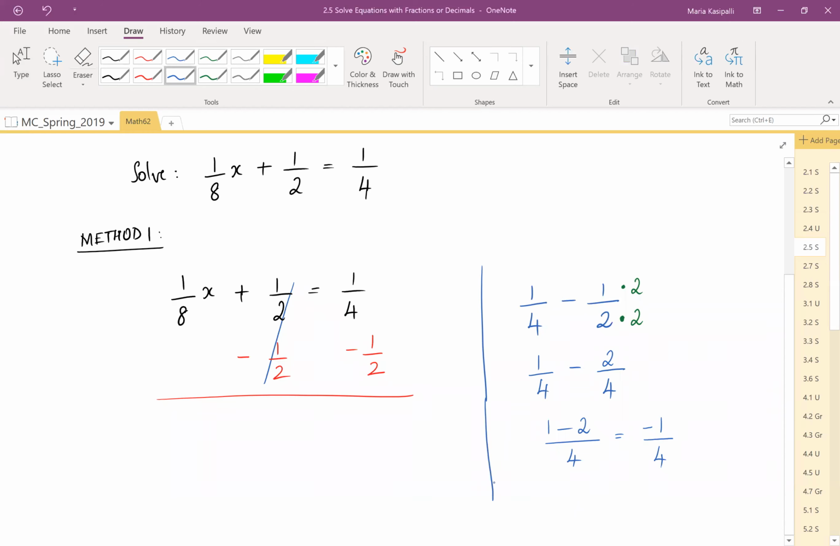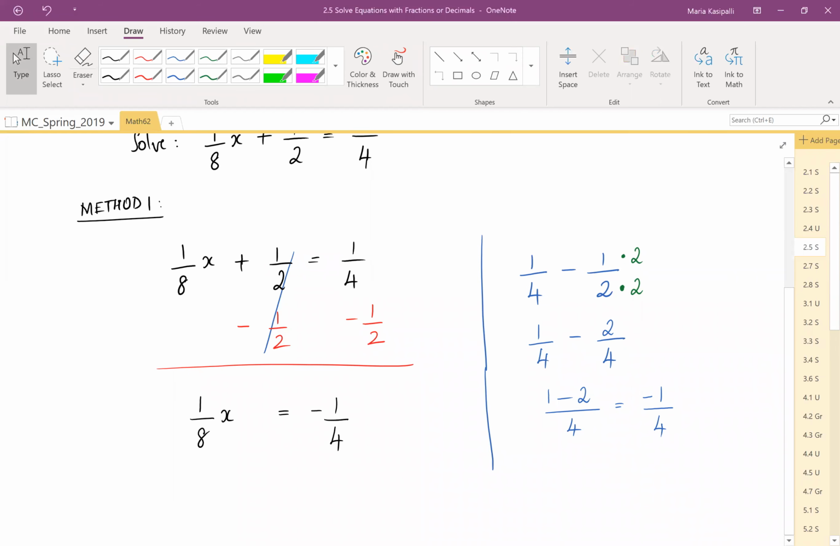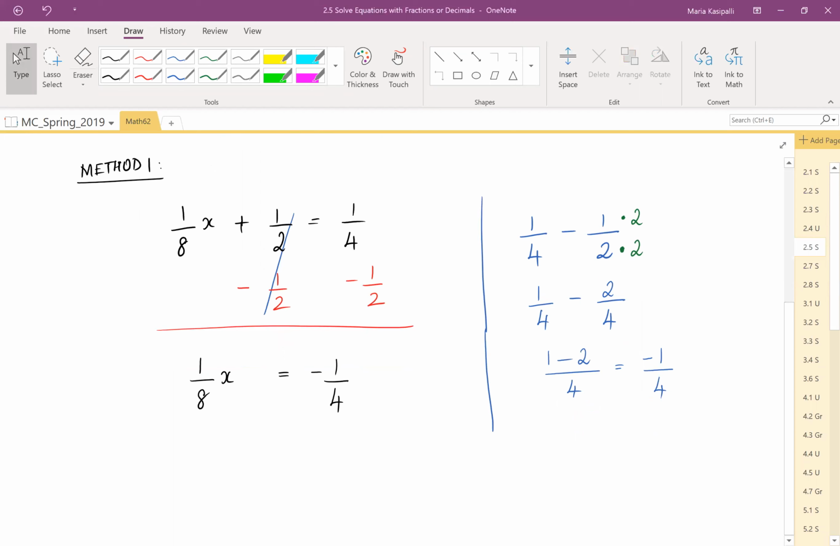So you always do some margin work to bring that answer back into those steps. So 1 over 8x equals negative 1 over 4. Okay, so we got x on the left, number on the right. We need to get x by itself. One more step. You want to multiply both sides by the reciprocal of the number that's attached to your x. 1 over 8 is attached to the x. Its reciprocal is 8 over 1.